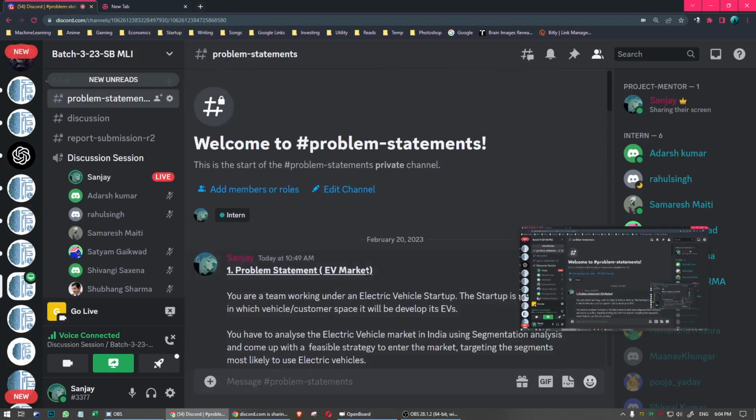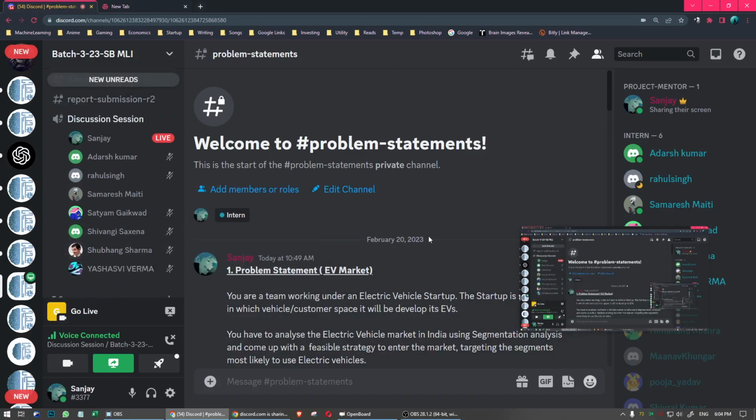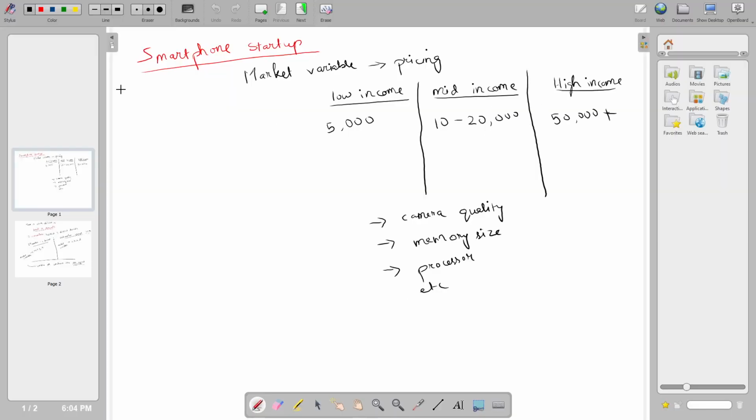I think everyone got an idea of market segmentation, right? Even if you didn't study everything, you just got an idea. Is anyone still confused about what market segmentation is? I will briefly explain. Market segmentation is basically dividing the market based on market variables.